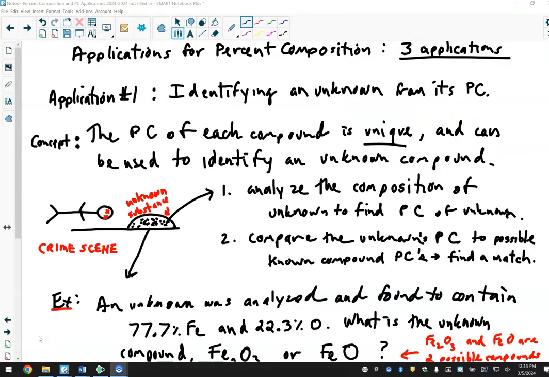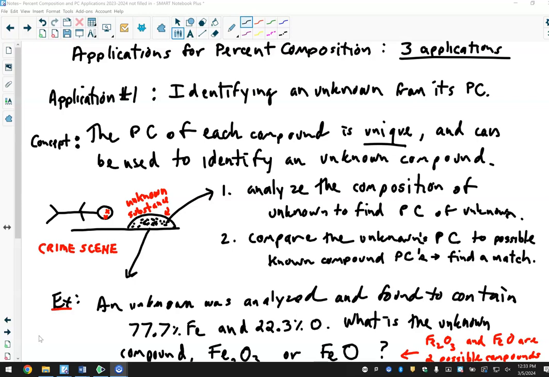Okay, the first of 3 applications for percent composition. Application number 1 is identifying an unknown from its percent composition. How does this work? Well, if you recall, we said in the first slide on the notes that the percent composition of each compound is unique. And if you can match the percent composition of an unknown compound to that of some known compound, well, then that means that the compounds are the same.